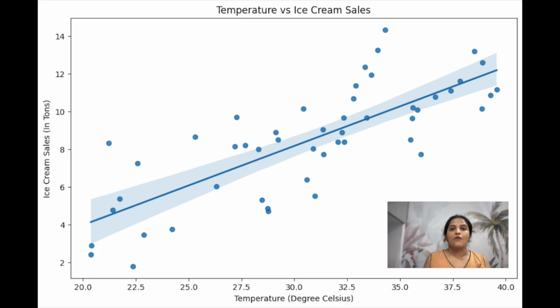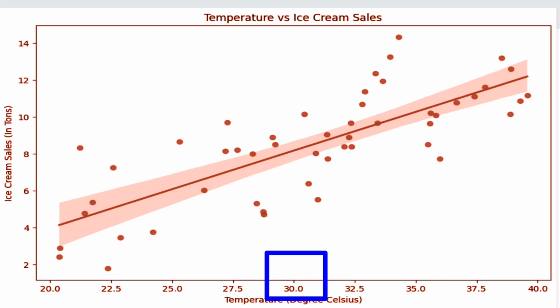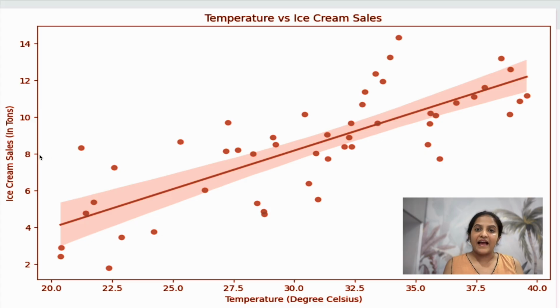This line is now our prediction tool. If Chloe wants to know how much ice cream to make tomorrow, she just needs a weather forecast. Let's say tomorrow it's going to be 30 degrees. The machine looks at 30 degrees on the bottom and then follows it up on the line. And then looks across to see the predicted value of sales. And voila, the model predicts that she will sell about 8 tons of ice cream. This is the magic of regression, using past data to predict a future number.